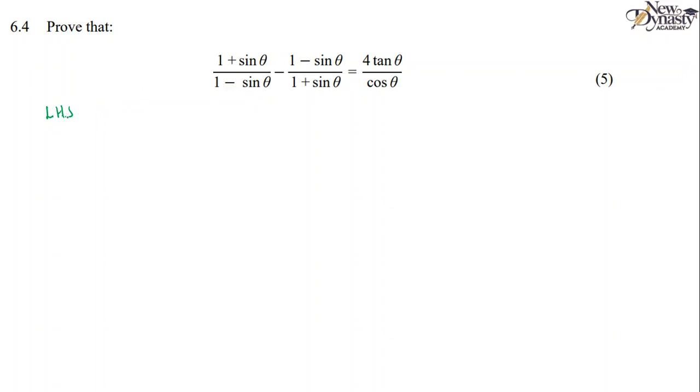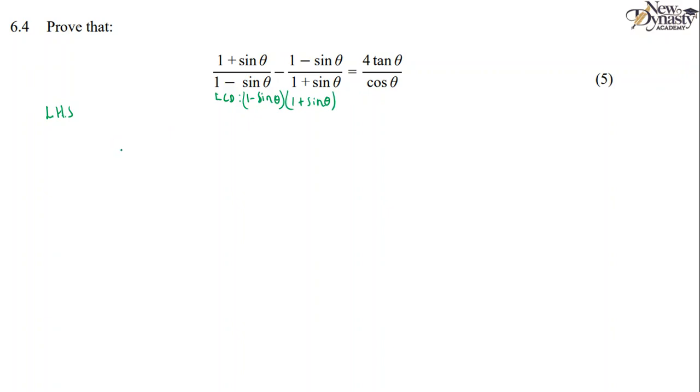I'm not going to rewrite this, but we just need to remember these are fractions. So these fractions are subtracted. That is the first fraction, subtract the second fraction, and then we find the LCD. Our LCD is 1 minus sine theta in brackets. So you just group them together to form your LCD.